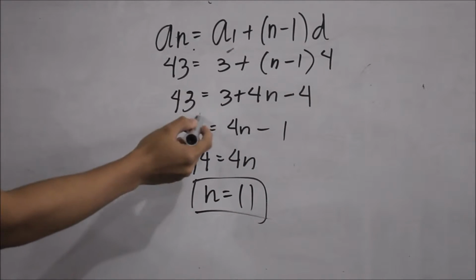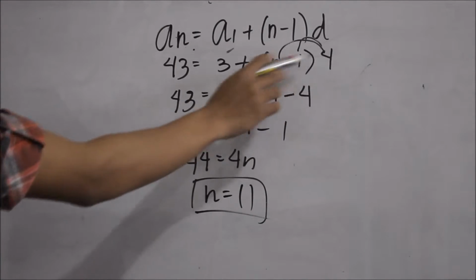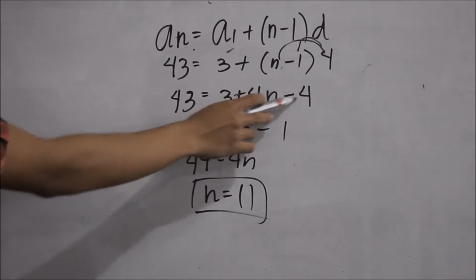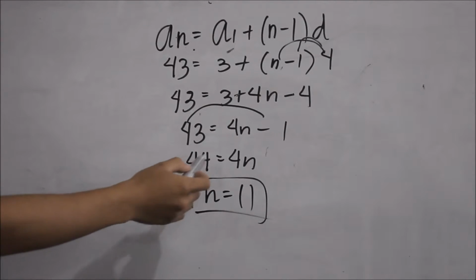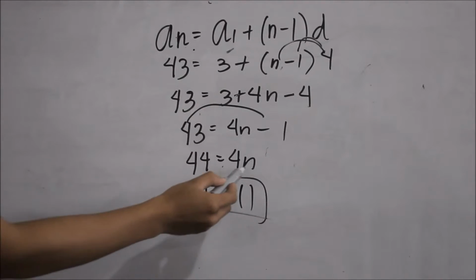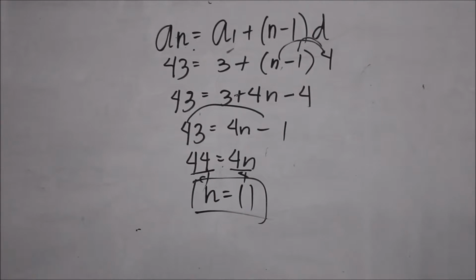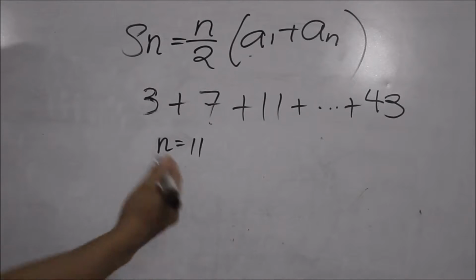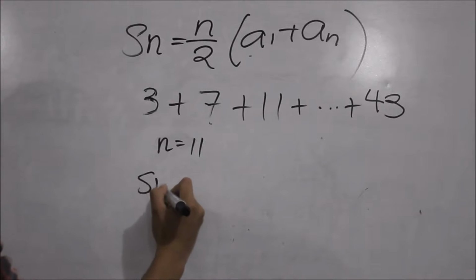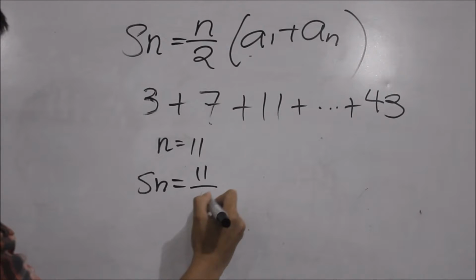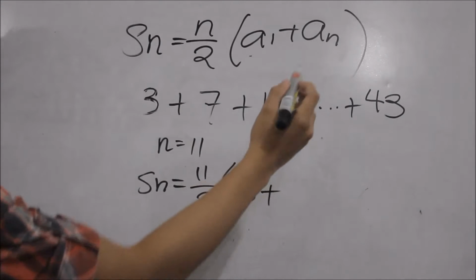So 43 is equal to 3 plus 4n minus 4. We just distribute the 4 to n minus 1. So 3 minus 4 is negative 1, and we just transpose negative 1 to the other side. So 43 plus 1 is equal to 44, which is equal to 4n. And divide both sides by 4, we get n is equal to 11. So now that we have the value of n, we will substitute the values to the formula of arithmetic series. So S sub n is equal to n, which is 11, over 2, times a sub 1, which is 3, the first term in the sequence, plus a sub n, which is 43, the last term.